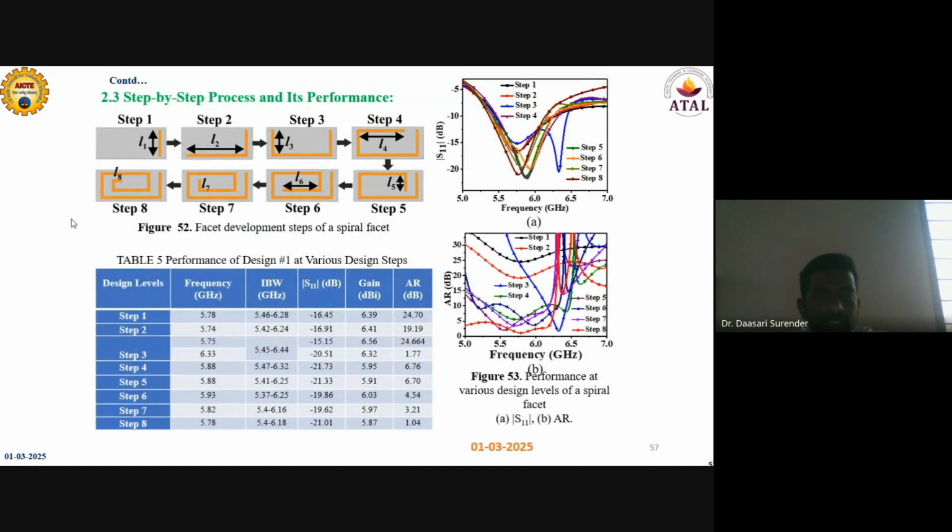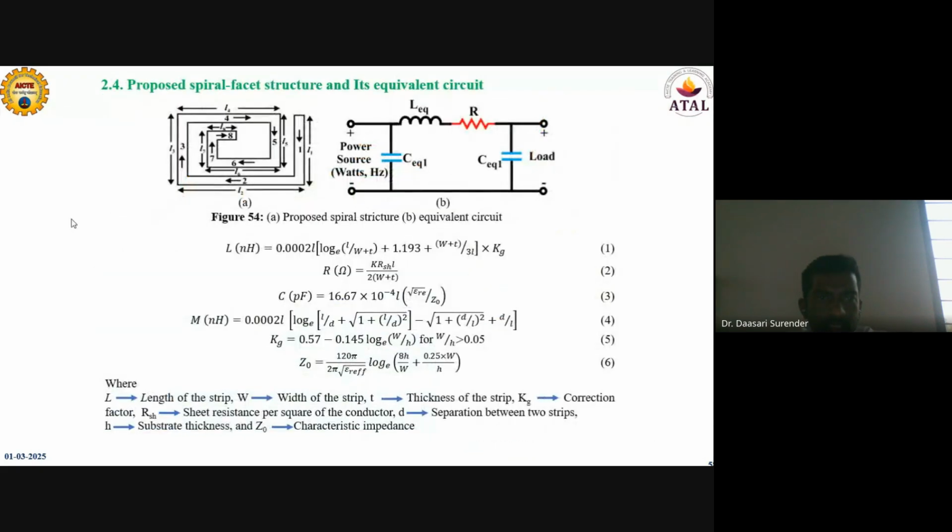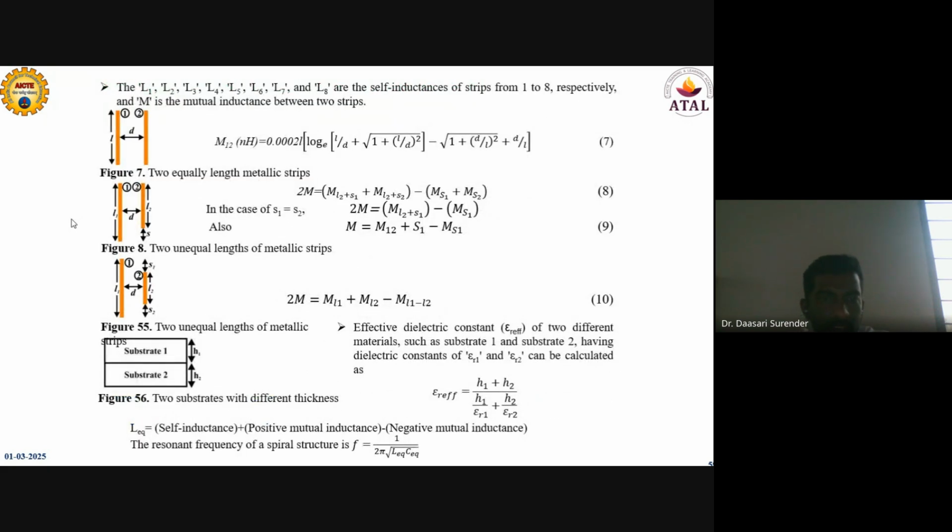Here, this is the step-by-step mechanism of the spiral structure, and we can also observe the performance at various design levels. This is the proposed spiral facet structure and its equivalent circuit. For the mathematical analysis, we have used this approach to calculate the resonant frequency of the antenna, and we have taken this for mathematical calculations in the article.